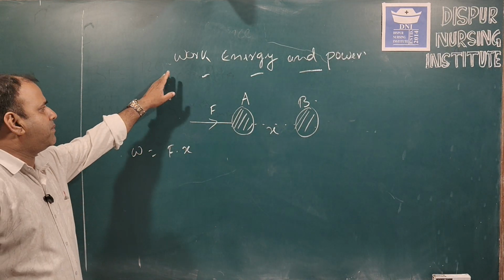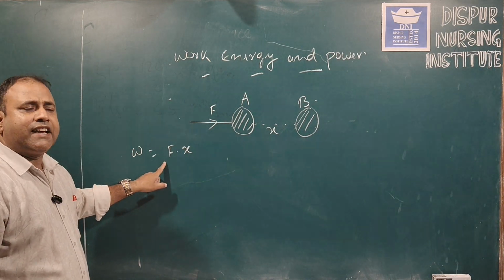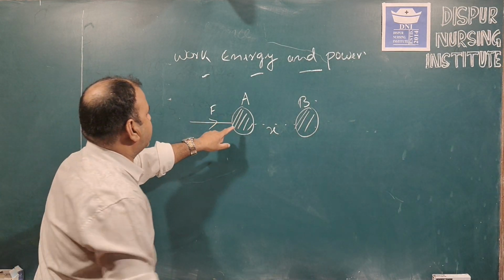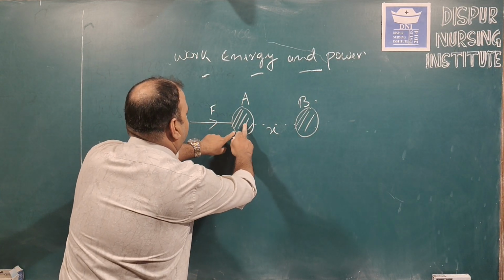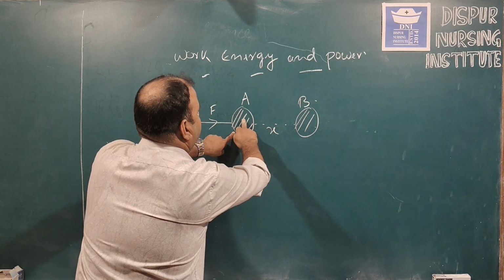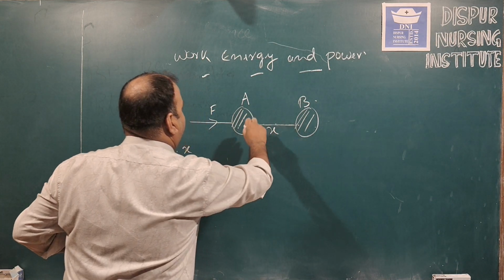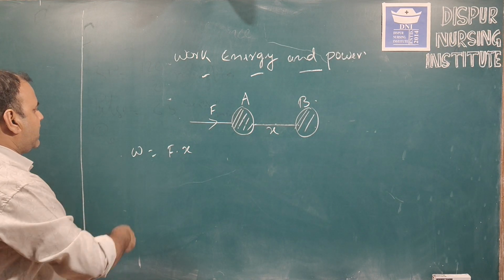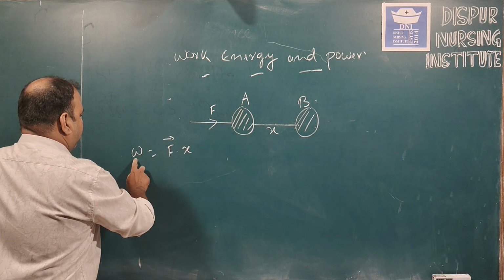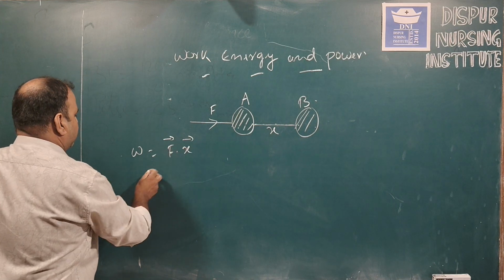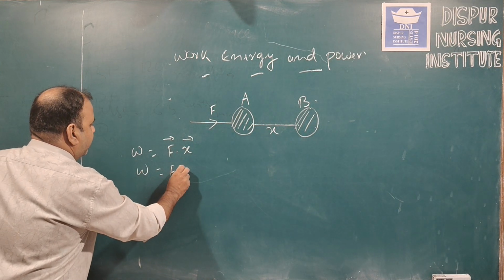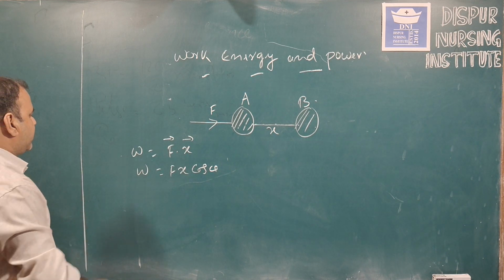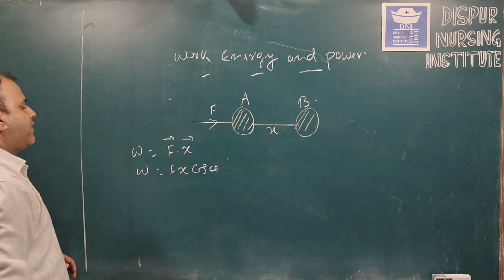You remember, work done means when force is acting on a body and due to the force the body is displaced from one place to another place. There is a displacement. Then we can say work done. So basically work done is represented by W is equal to F dot X. In this case we can write F x cos theta. You can see this is a scalar quantity. So work done is equal to F x cos theta.